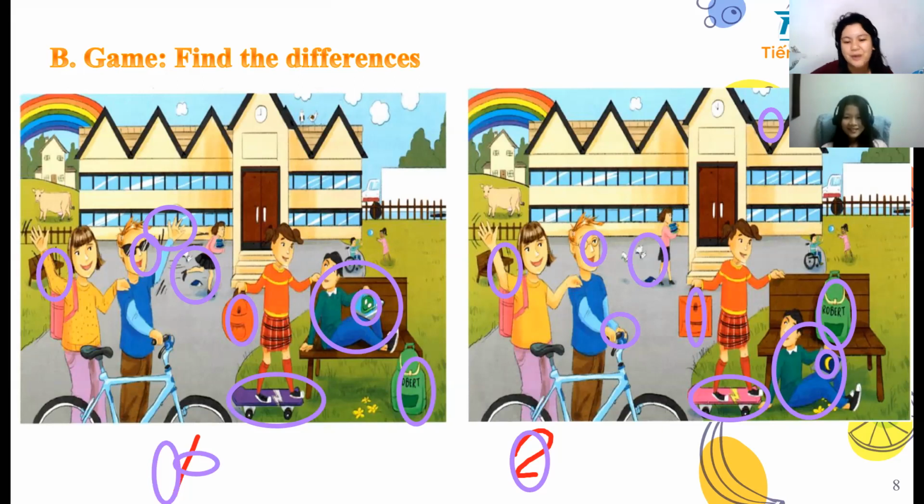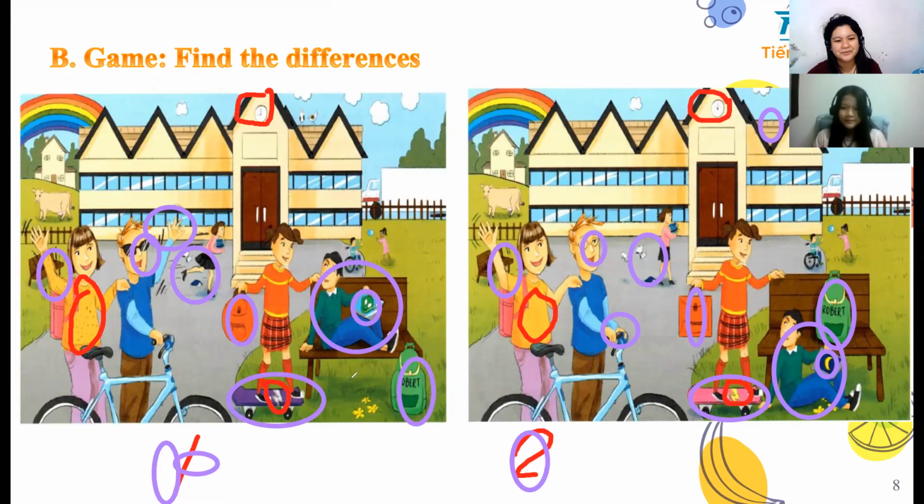Okay, so all your answers are correct, but I'm going to add the following. Look at the style of the dress of the girl. It's different, right? And look also at the color of this. It's different, okay? And you didn't see the clock. Here it's 9 o'clock and here it's 11 o'clock. Okay, 1, 2, 3, 4. So you missed 4.